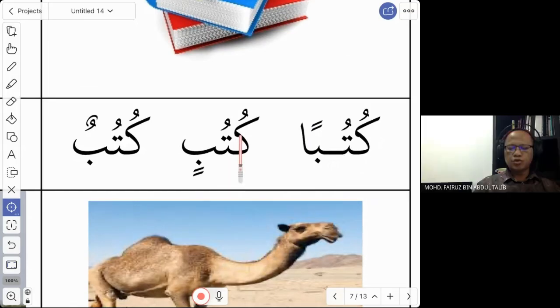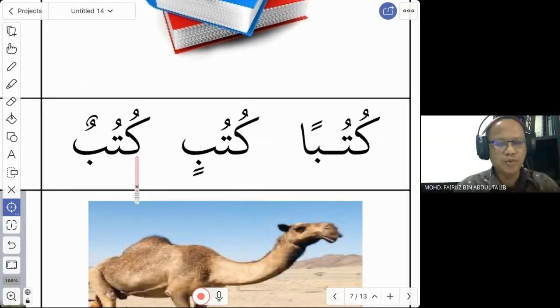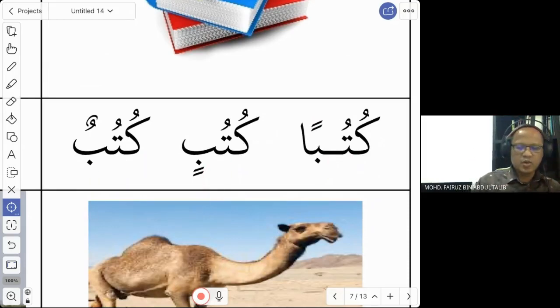Kutubin. Good. What about the third one? Kutubun. Yes, good. So it is kutuban, kutubin, kutubun, and all 3 words mean books.